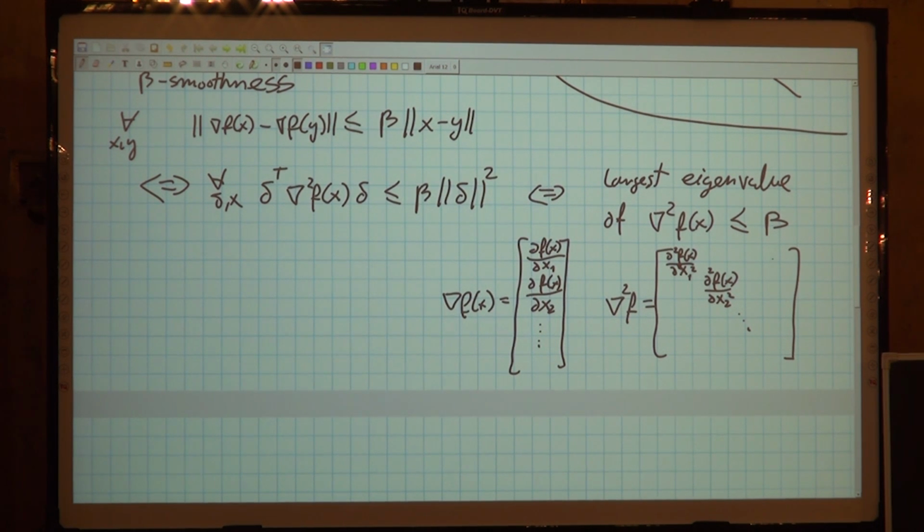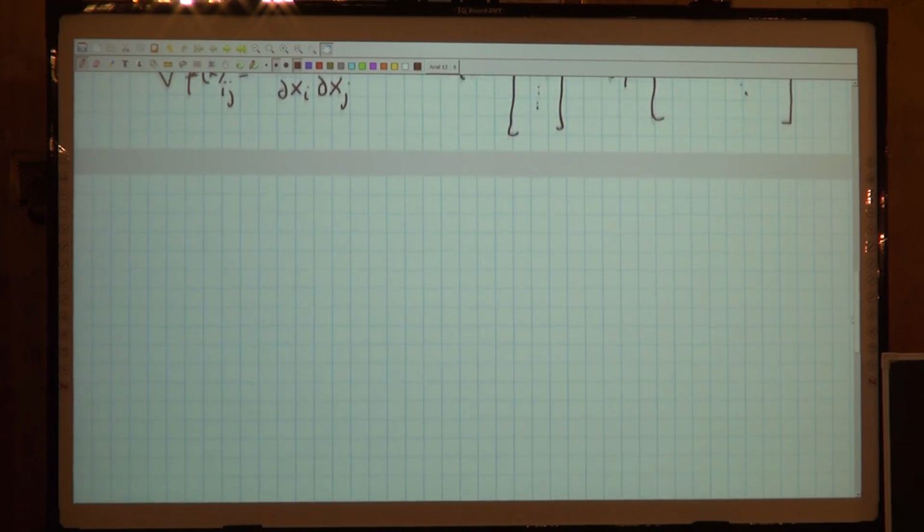Okay, but yeah, in general, maybe that's a better way to view it: if I look at the ij entry of the Hessian, it's exactly the second partial derivative of f with respect to xi and xj. Okay? Good. So now, why is the smoothness interesting?